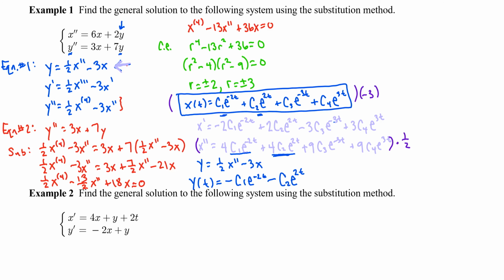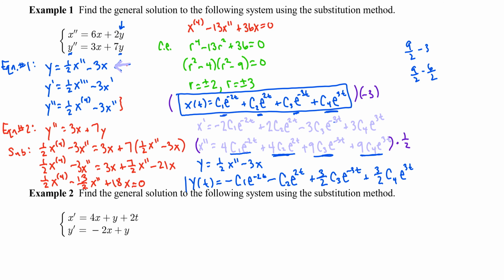Okay, moving on to the next term. Combining these like terms, 1/2 times 9c3, that gives me 9/2. 9/2 minus 3c3. I better write that one down. 9/2 minus 3. That's going to give me 3/2. So we get plus 3/2 c3 e to the negative 3t. Looks like same thing's going to happen here. 1/2 times 9c4 minus 3c4 is going to give me 3/2 c sub 4 e to the positive 3t.